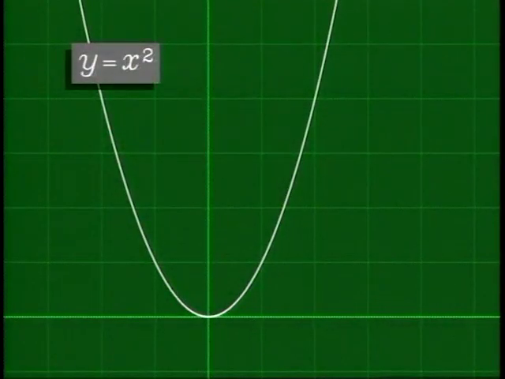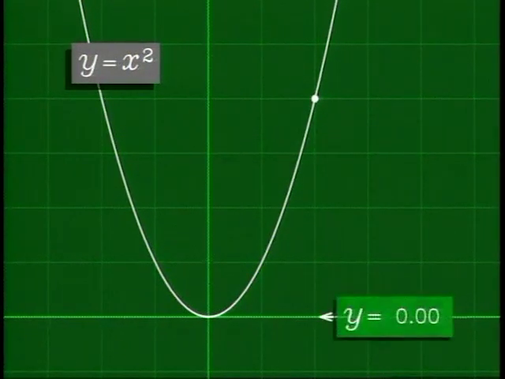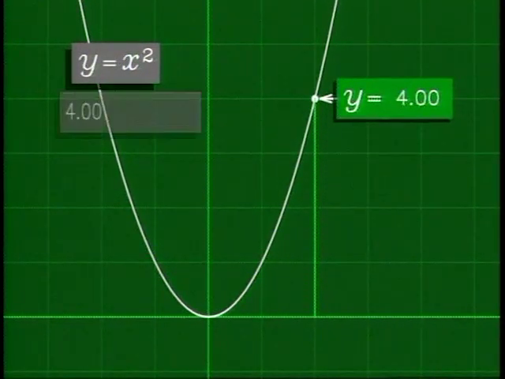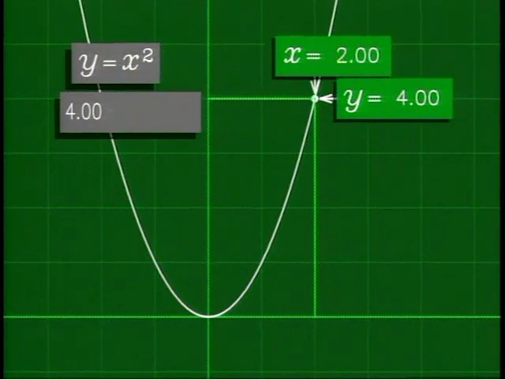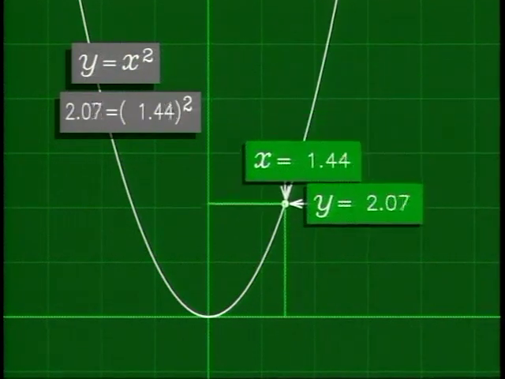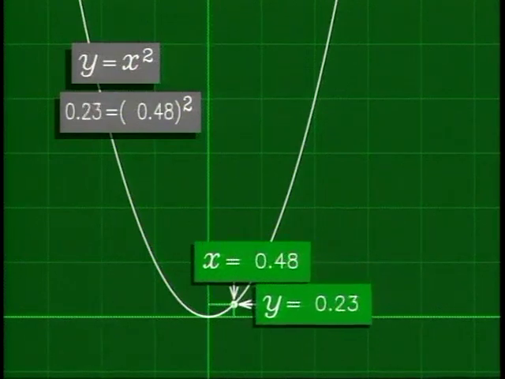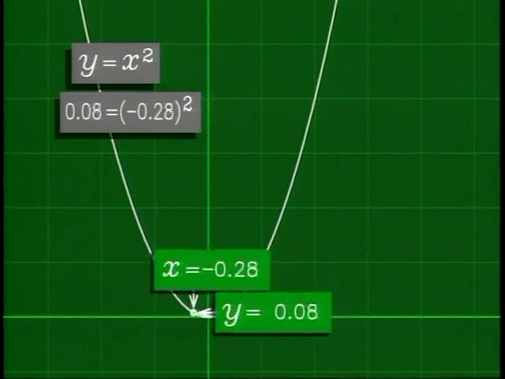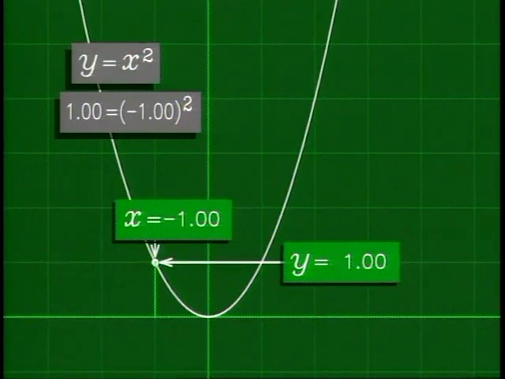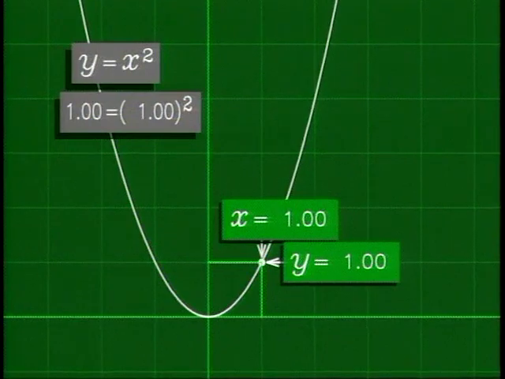The Cartesian equation for this parabola is a storehouse of information about the curve. For any point on the curve, the vertical coordinate y is equal to the square of the horizontal coordinate x. The curve passes through the origin and is symmetric about the y-axis. The equation does not change when x is replaced by negative x.